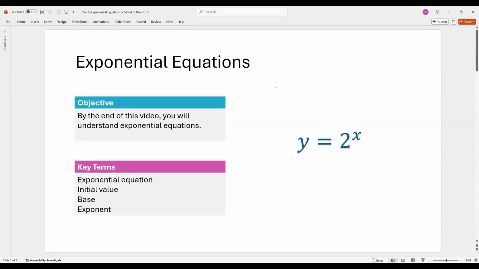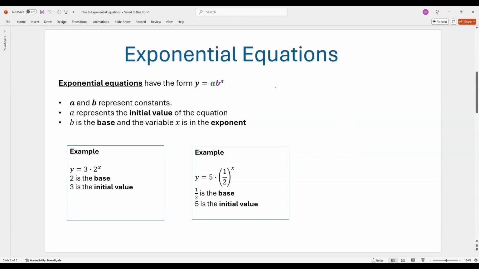In this video, we're going to go over exponential equations. An exponential equation is an equation in the form y equals a times b to the x. In this equation, I want you to remember that a and b represent constants, where a is the initial value of the equation. b is called the base, and the variable x will be in the exponent.